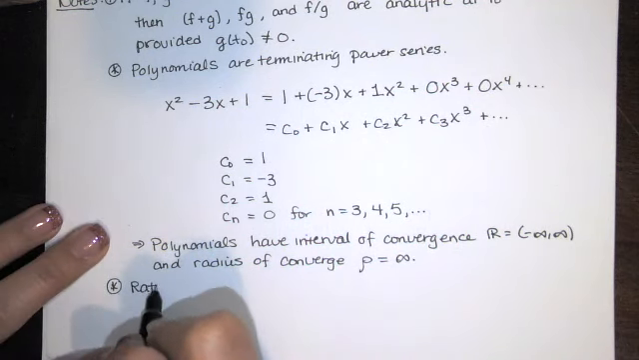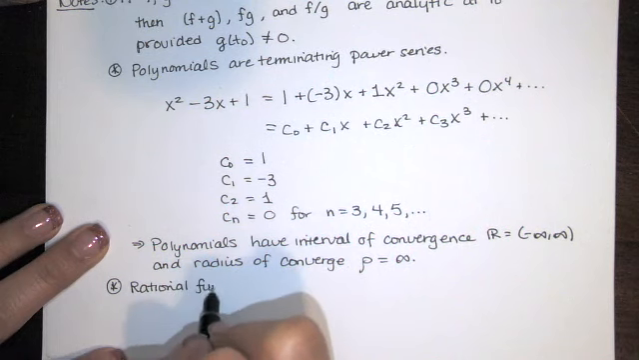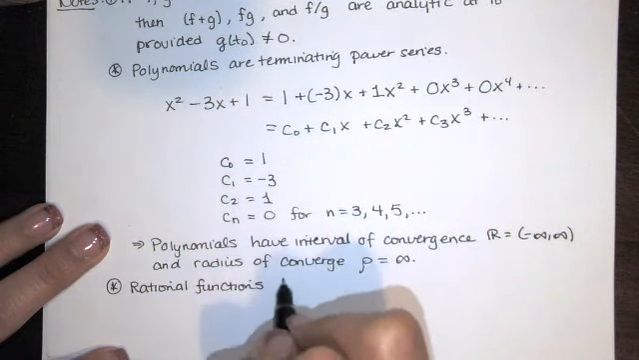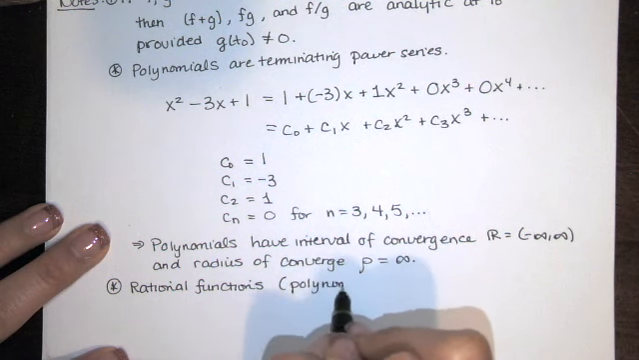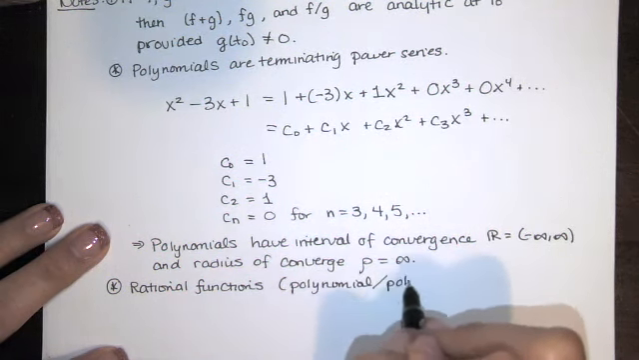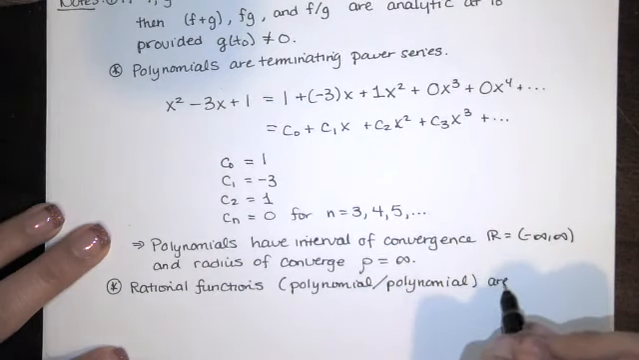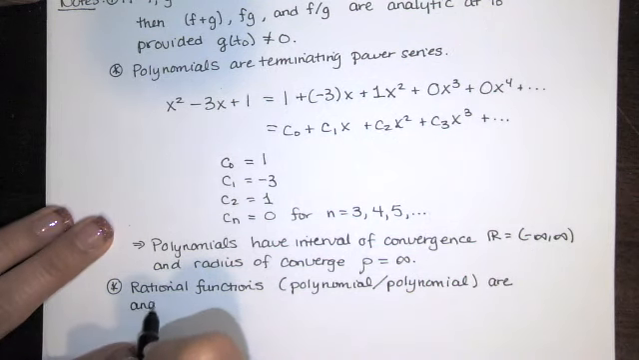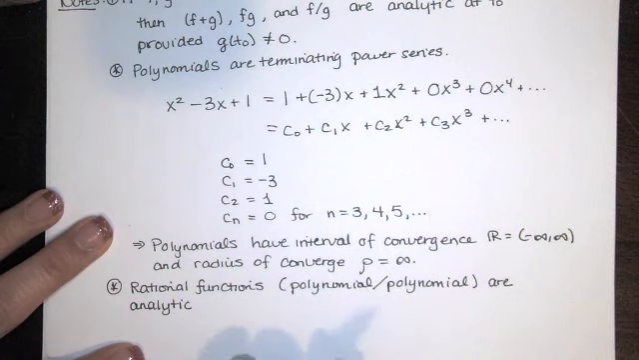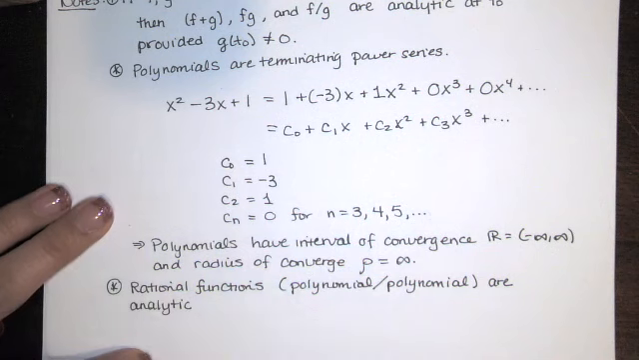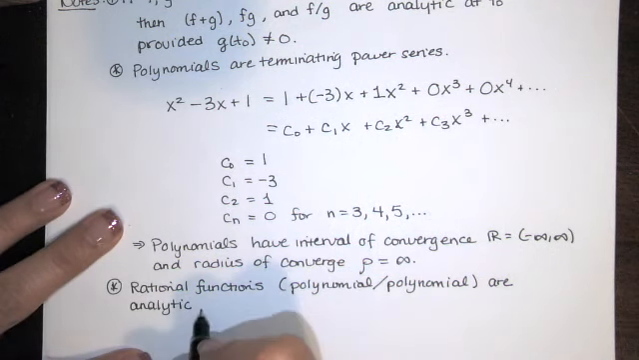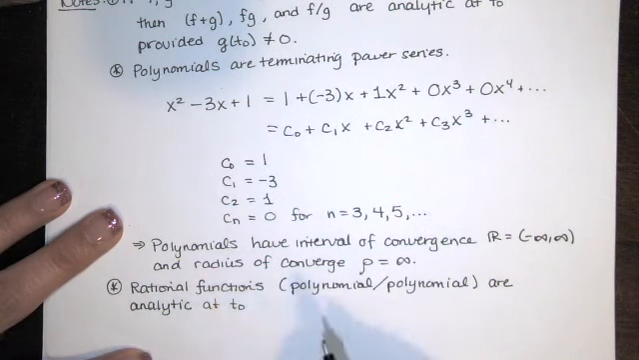Now, rational functions, remember those are polynomials divided by polynomials, are analytic as well. Remember what it means to be analytic. We're saying that this function can be represented by a power series that would typically be given by its Taylor series. This is true as long as t naught is not a zero of the denominator. We don't want to divide by zero.